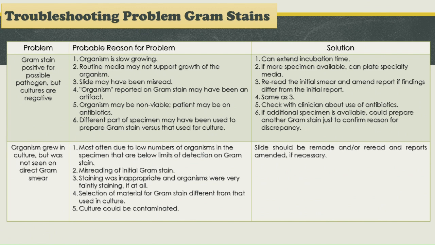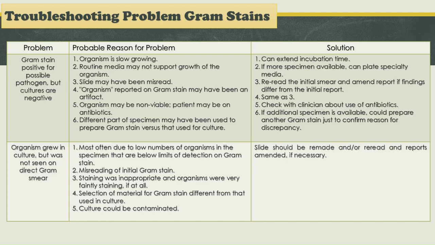Troubleshooting problem gram stains. Problem: gram stain positive for possible pathogen, but cultures are negative. Probable reason for problem: 1. Organism is slow growing. 2. Routine media may not support growth of the organism. 3. Slide may have been misread. 4. Organism reported on gram stain may have been an artifact. 5. Organism may be non-viable, patient may be on antibiotics. 6. Different part of specimen may have been used to prepare gram stain versus that used for culture.